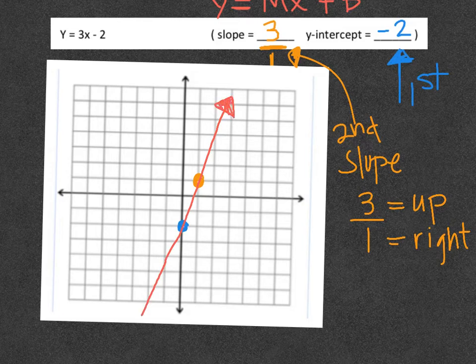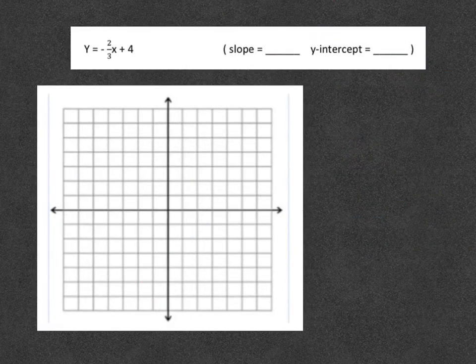Lines go on forever, so you put little arrows on the end of it, showing that it's going to keep going. And that's all you do. Okay, here's another example. Again, remember, the formula or the way that we're going to graph is y equals mx plus b.